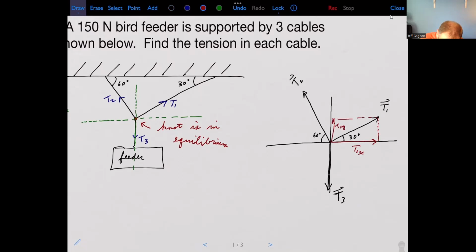Project T2 onto the x-axis. This is like T2x, which is going to be negative in this case. And then project T2 onto the y-axis. And this right here will be T2y. And same thing with T3, but T3 is really only going to have a y component in this case. Okay, actually, let me start with T3 because T3 is going to be the easiest one to solve for.